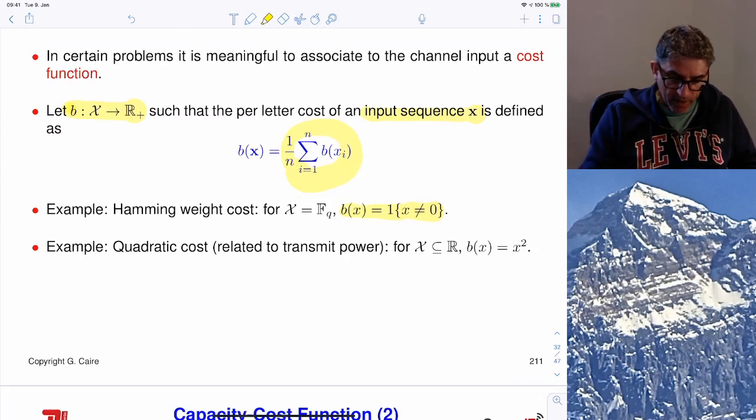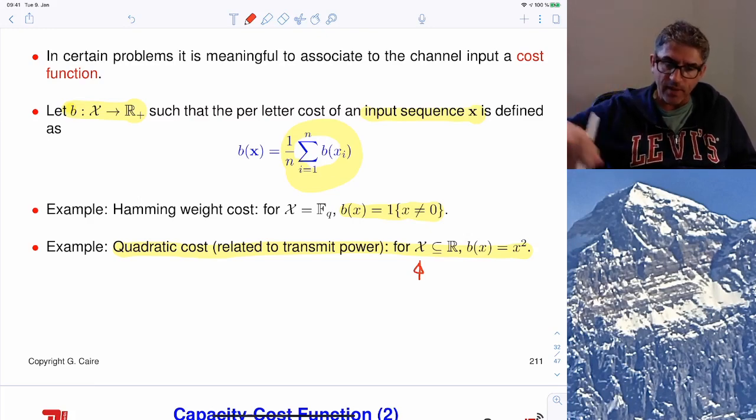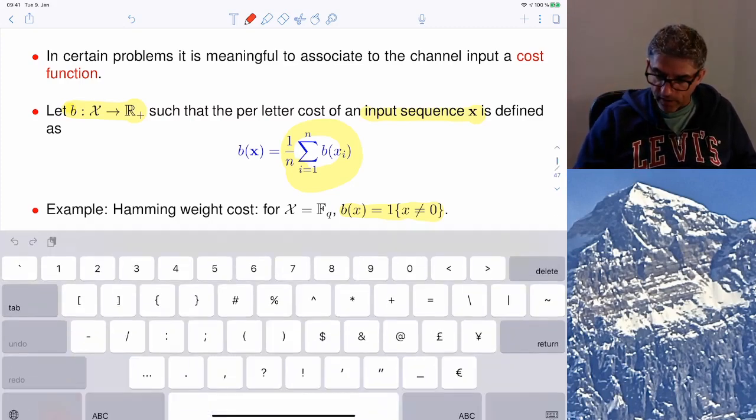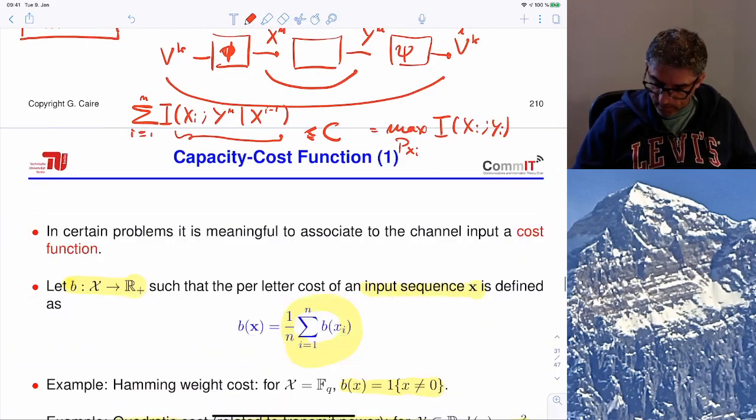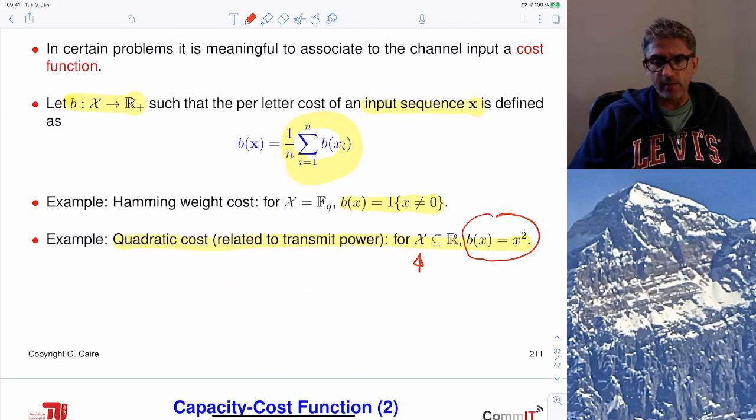Another example is quadratic cost. Quadratic cost, when the input alphabet is a subset of the real numbers, we may be interested in the energy of the signal. So if x represents samples of a discrete time signal, we know that x squared is related to the energy of those samples. So the quadratic cost directly gives us something that is related to the energy per symbol that we are transmitting. Okay?